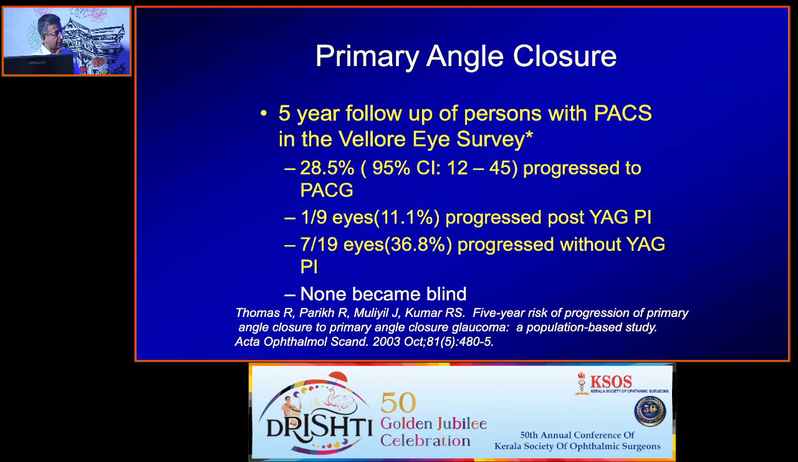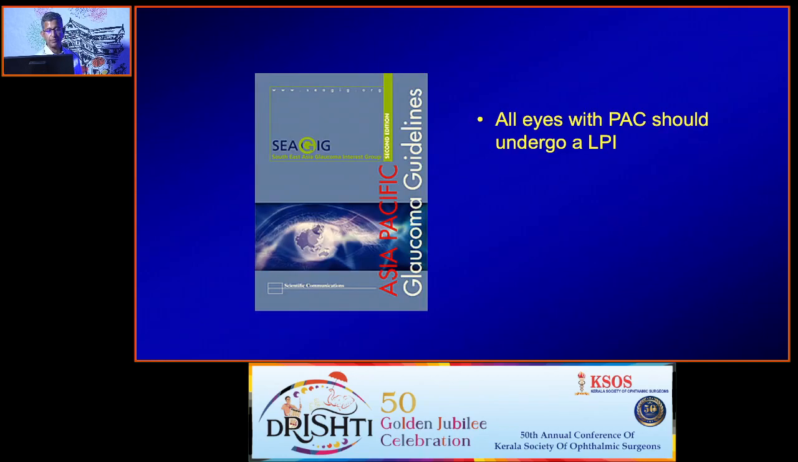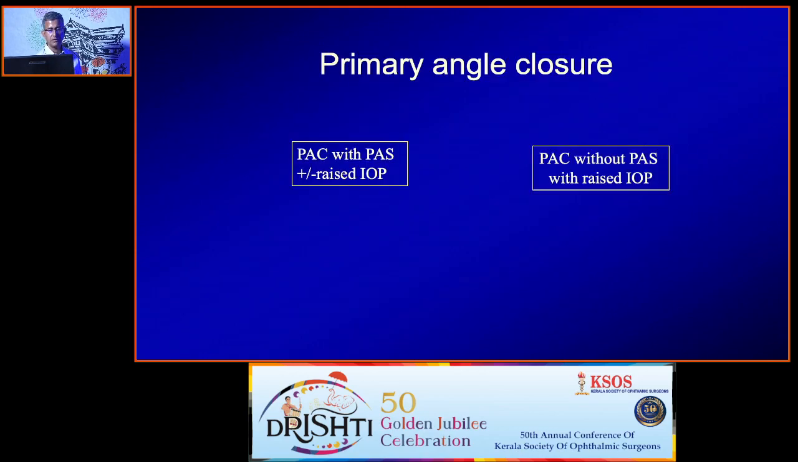So what is the role of an early lens extraction versus YAG-PI? Thomas has already showed you this: when you have PSC and you're following them up, 28.5% progress to PSCG. 1 out of 9 eyes progressed in spite of a patent YAG-PI, and 7 out of 19 eyes progressed without a YAG-PI. That was the basis for the decision that all eyes with PSC should undergo an LPI, which is the guideline that we have been following.